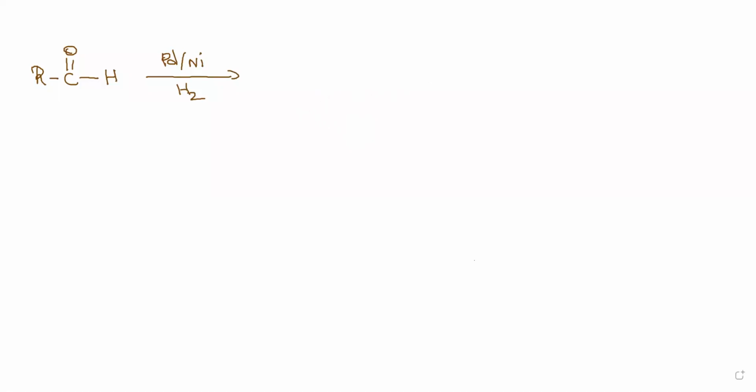So here, preparation of alcohols we are in, and reduction is the process. The reduction we can do using RCHO with palladium, nickel, and hydrogen. When you use this, you get RCH2OH. So always remember alcohol. This is the sequence.